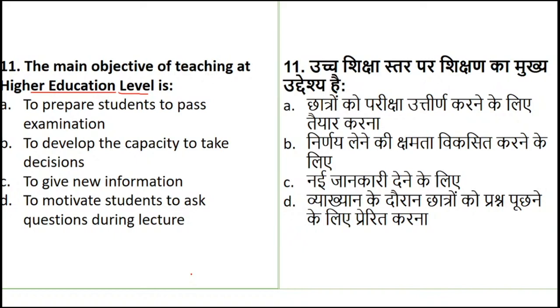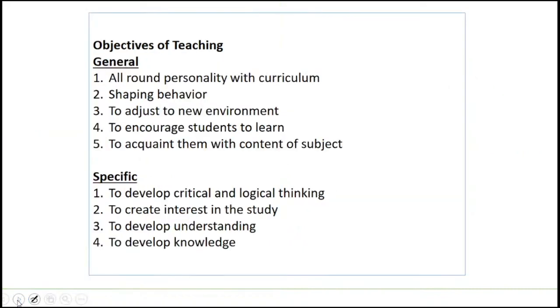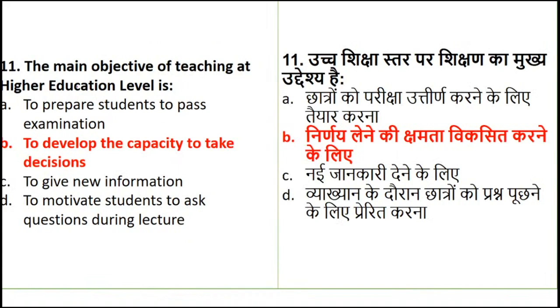Okay, now see over here. The right answer. Let me go with the right answer, and then I'll come back to this also. So basically, the main objective of higher education. Now see, to prepare students to pass the examination, that is not done at higher. It can be a part of memory learning, but not at higher.